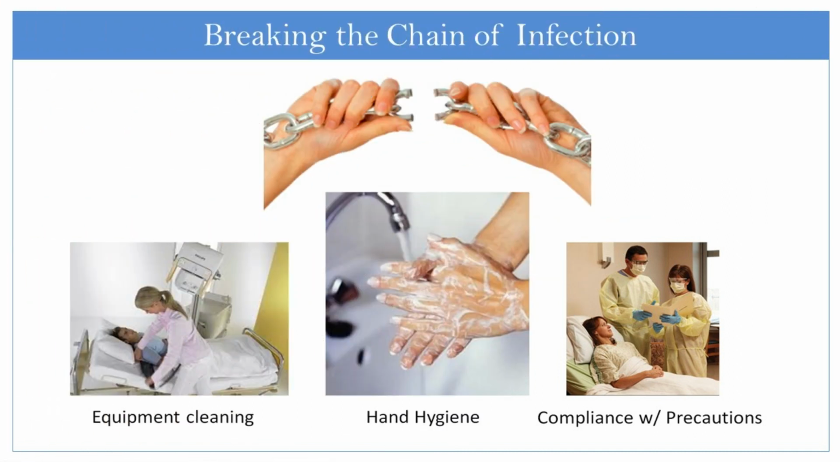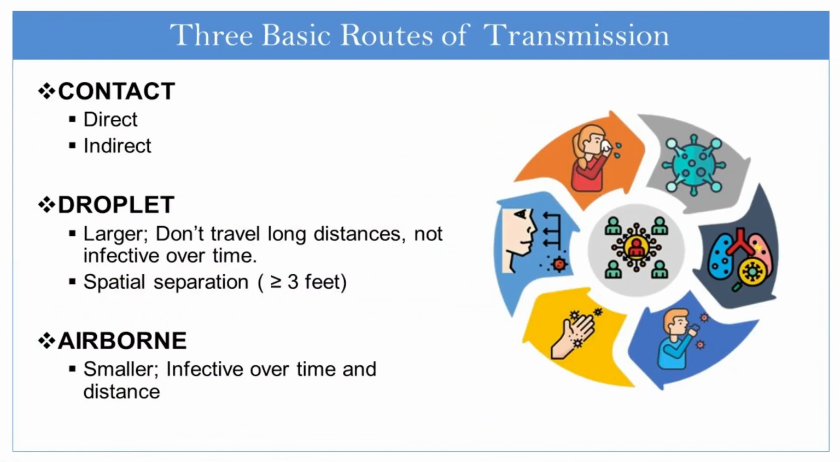Now you have to do the breaking of the chain of infections. The first, most important, is hand hygiene. Second is the equipment cleaning. And number three, we should comply at all times with the precautions of infection control. There are three basic routes of transmission. Number one, direct contact or indirect contact.